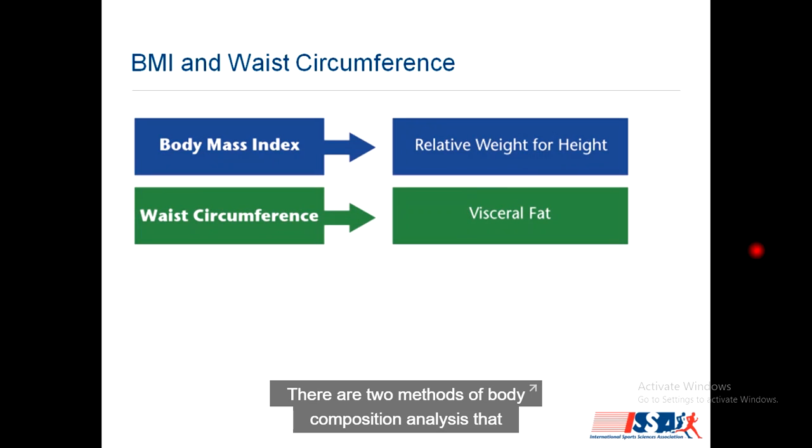There are 2 methods of body composition analysis that are often used to predict future disease risk or current health. The Body Mass Index, BMI, is a measure that describes relative weight for height. BMI is often used as a predictor of future disease risk.